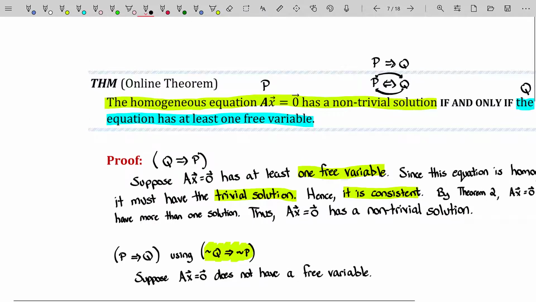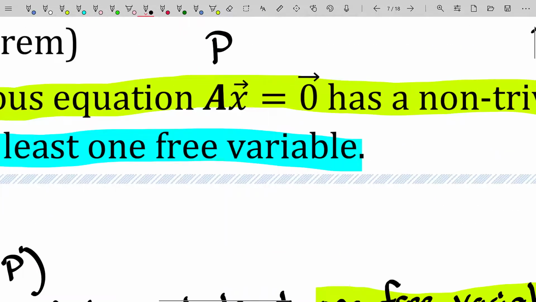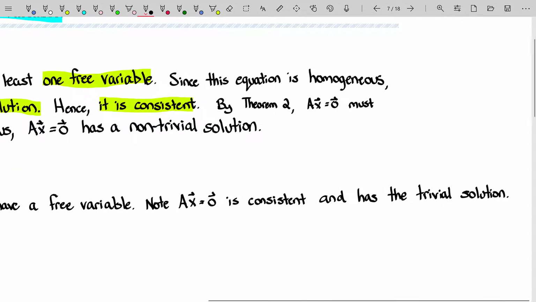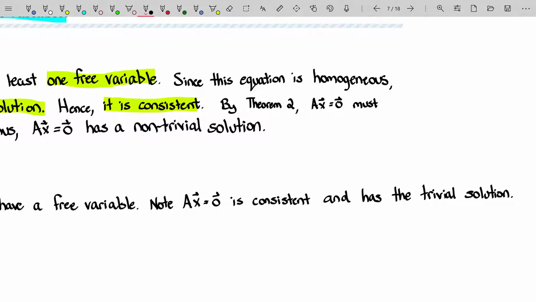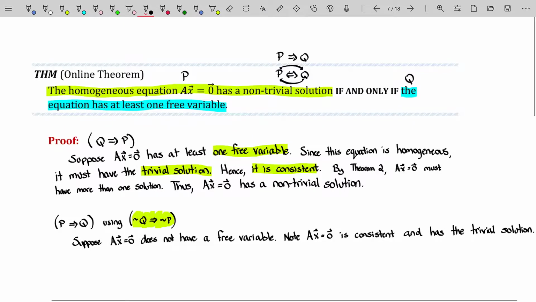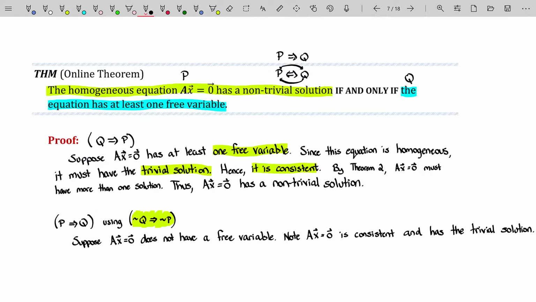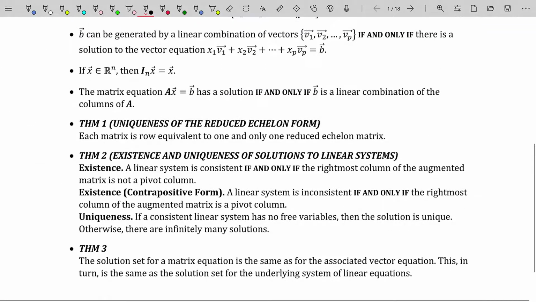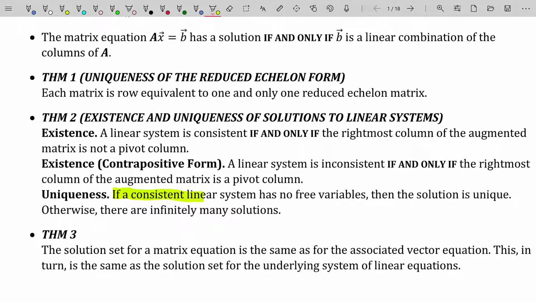We already know it has the trivial solution because it's Ax equals 0. In fact, I'll state that right now. So note, the homogeneous equation is consistent and has the trivial solution. Now remember, we want to land at the negation of P, that it only has the trivial solution. Well, again, I'm going to go to my faithful and trusty Theorem 2. Theorem 2 tells us if a consistent linear system, which Ax equals 0 is since it has a solution, has no free variables, then the solution is unique. That is, it only has that one solution.